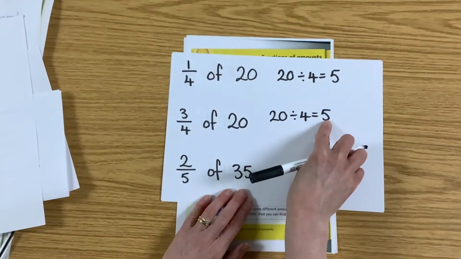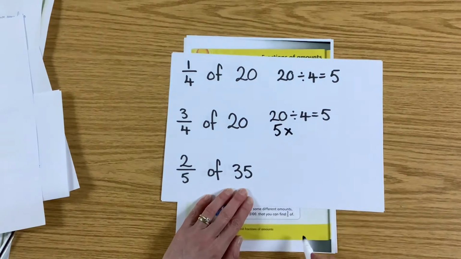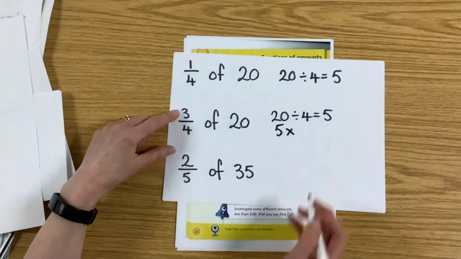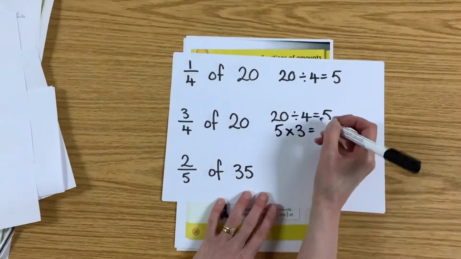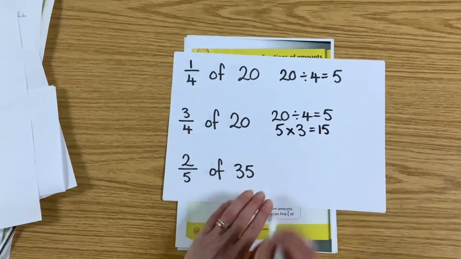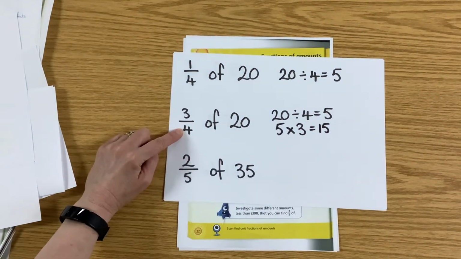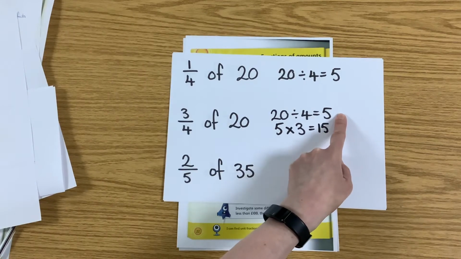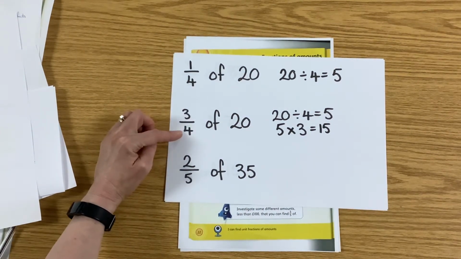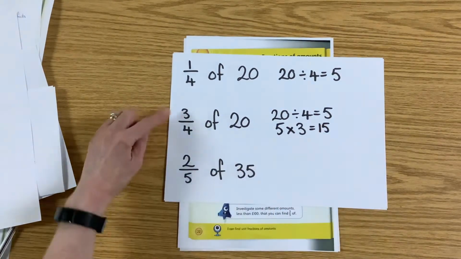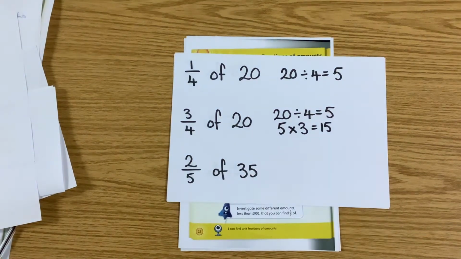So what I need to do now is take my answer, and instead of dividing, I now need to multiply my answer by the numerator. 5 times 3 is 15. So if there were 20 sweets and they were split into 4 groups, there would be 5 sweets in every group. If I had 3 of the 4 groups, 3/4 of the sweets, I take my answer and multiply it by the numerator. 5 times 3 is 15.